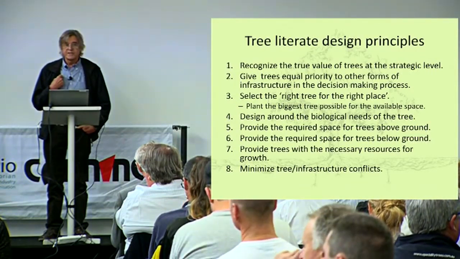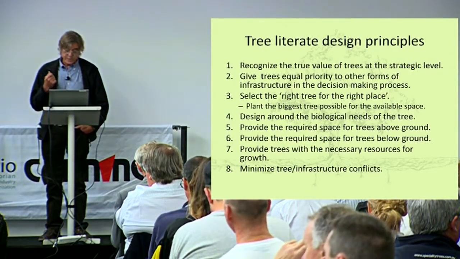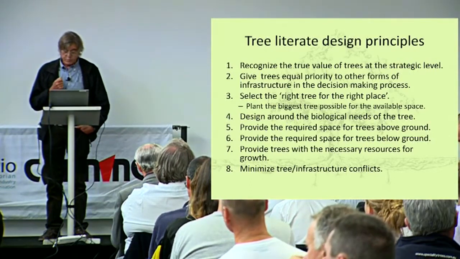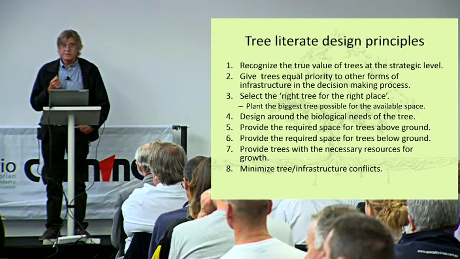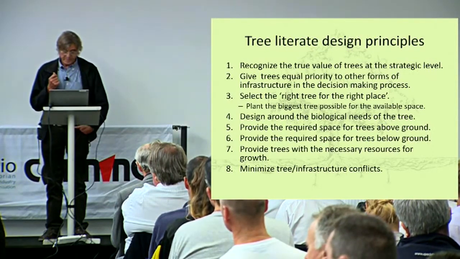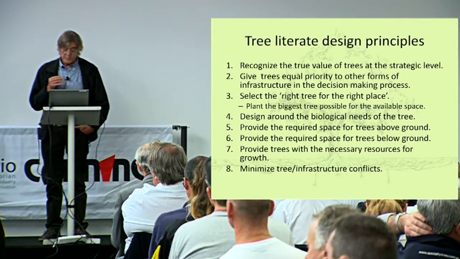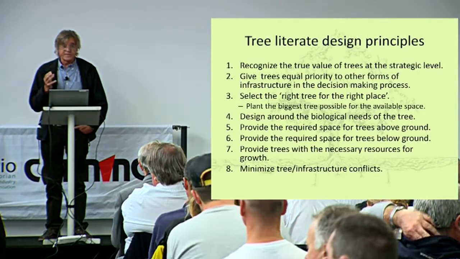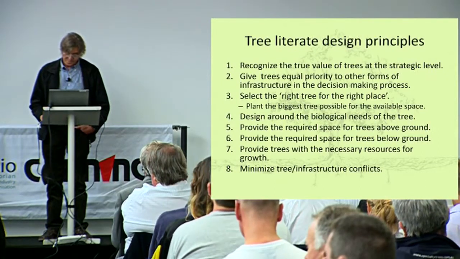Fourth, design around the biological needs of the tree. And that involves a couple of things. One is providing the required space for the tree above ground, and also providing the required space for the tree below ground. And then also providing trees with the necessary resources for growth. The main one we're worried about there is water. And also, as part of that overall approach, is minimising tree infrastructure conflicts. And if you provide adequate space for trees above and below ground, to a certain extent, you're actually going to help address those issues.